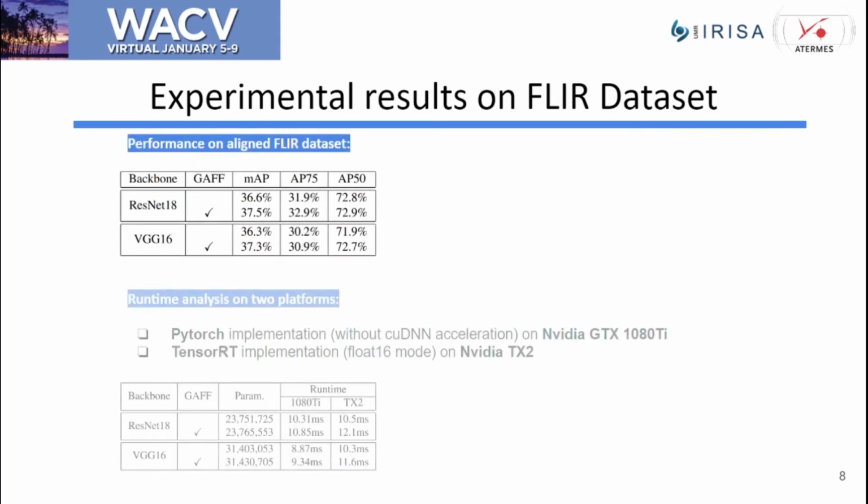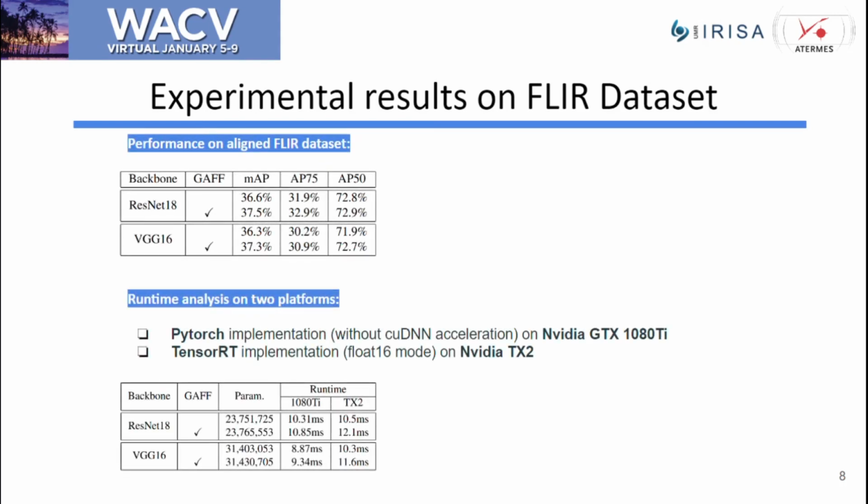Experiments on the FLIR ADAS dataset show that the average precision is improved for all intersection over union thresholds, which demonstrates that our method can generalize well to other different types of images. We also report the total number of learnable parameters and the average inference runtime on two different computation platforms. From the table, we can conclude that the additional parameters and the computation cost from guidance are low, which means less than 0.1% of additional parameters and around 1 millisecond of inference time.